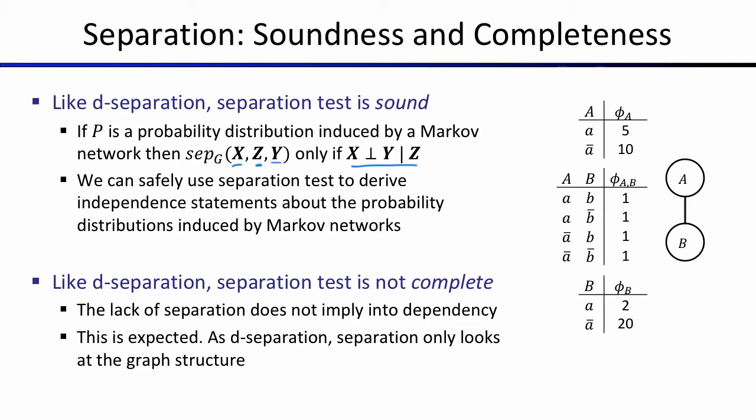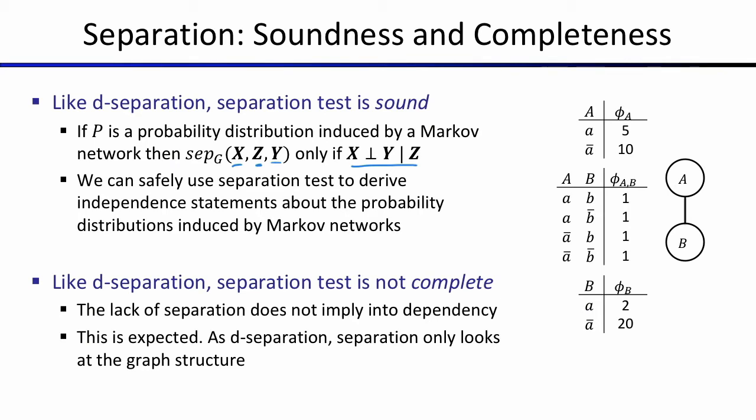All right, that is a good result, but we need to know that the separation test is not complete. It means that the lack of separation between two variables does not imply dependency. And the reason that happens is the same as it happened with the Bayesian networks: we may find independencies inside the parameterization of the Markov network.